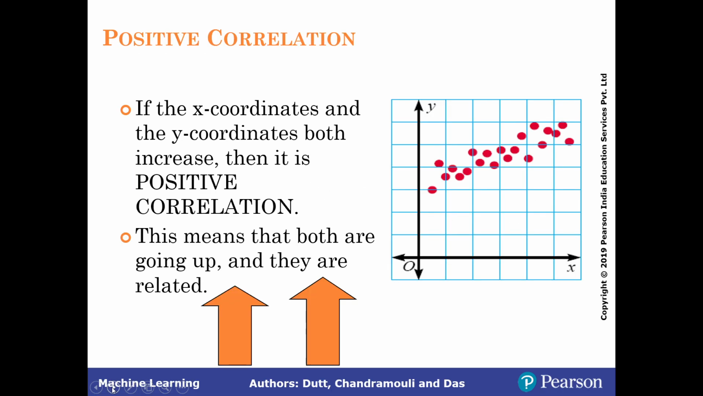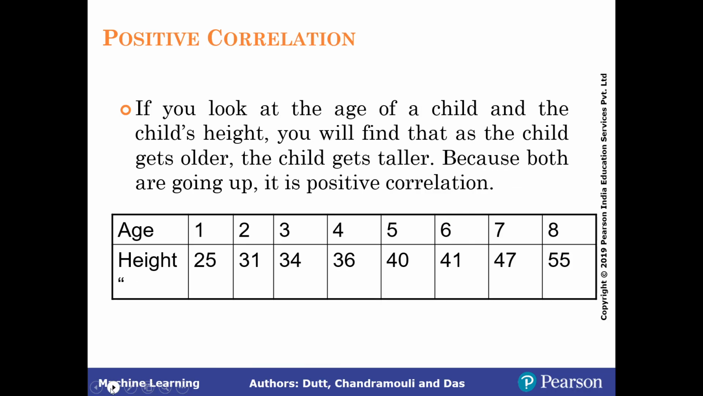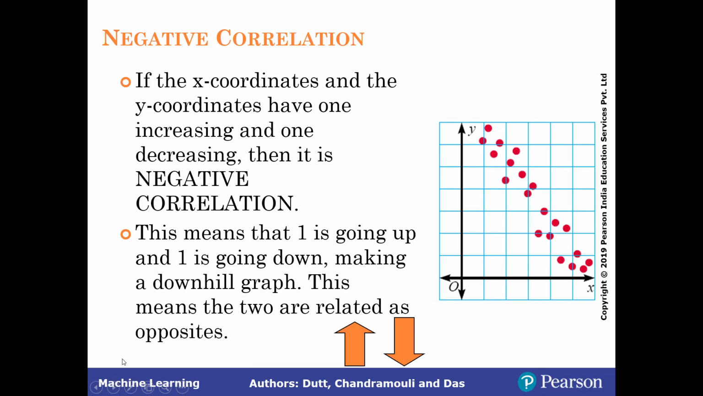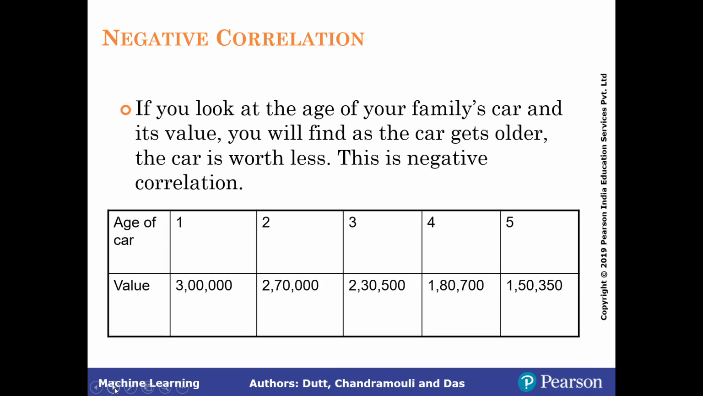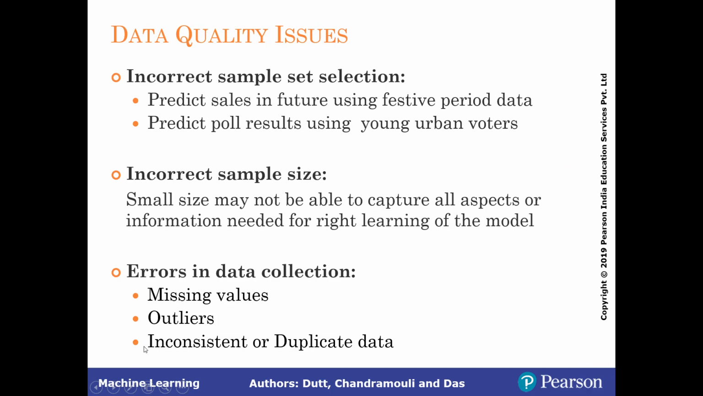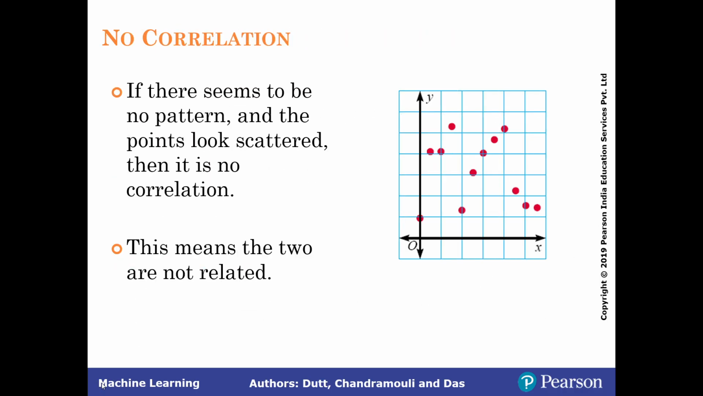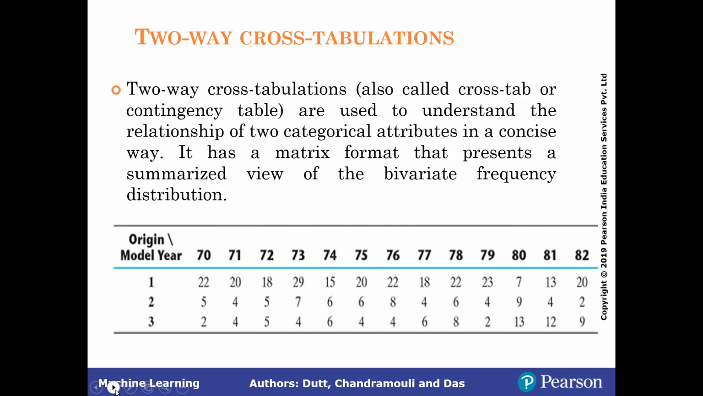Yes, scatter plot for points and all. These are used for the correlation concepts. This is the positive correlation, and negative correlation will be in this format. Yes, this is the negative correlation. And if there is no correlation, you will just have scattered points. Yes, this is the no correlation example.